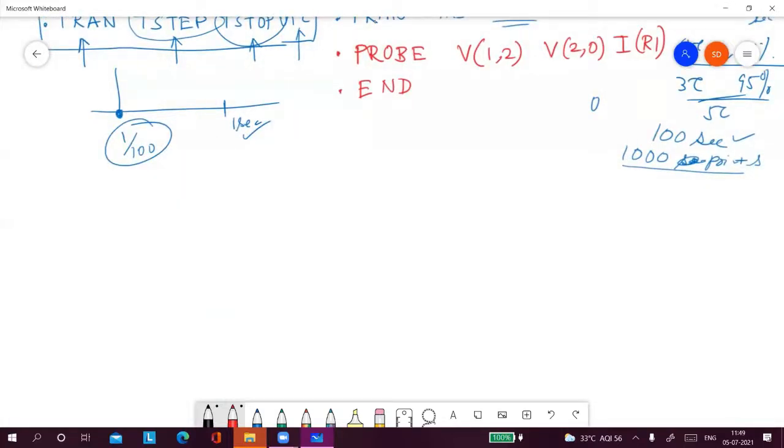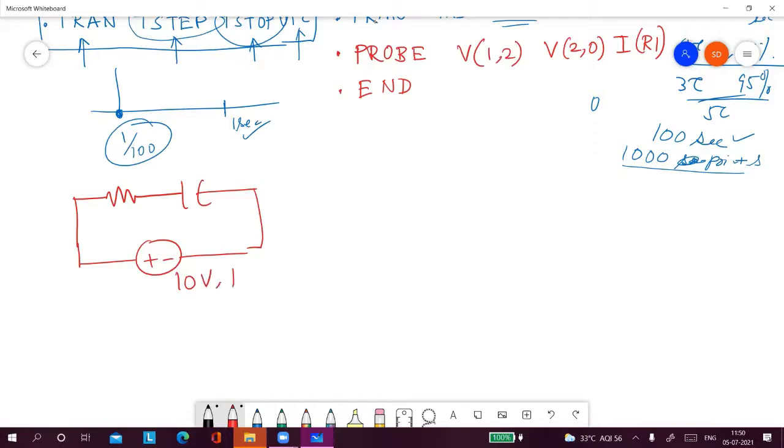Say for example, a series RC circuit, R and C, excited by a 10 volt DC source. Let this be 10 ohm, and this be 0.1 farad. You want to display the current IT, the voltage across resistance VRT, and the voltage across capacitance VCT.